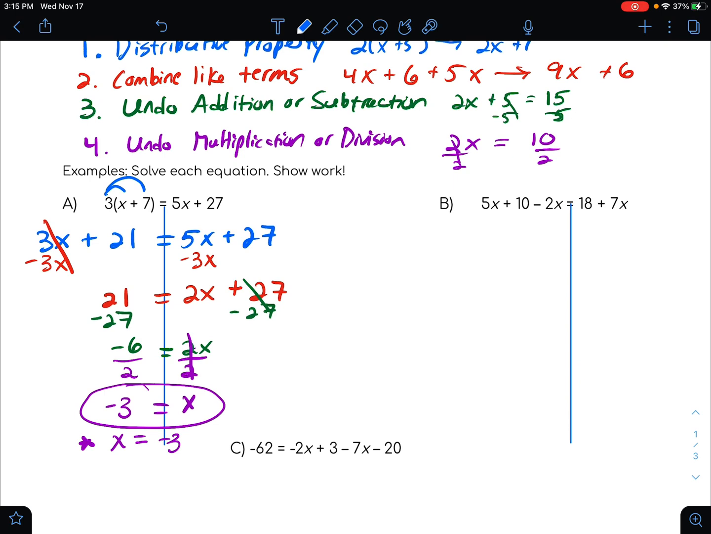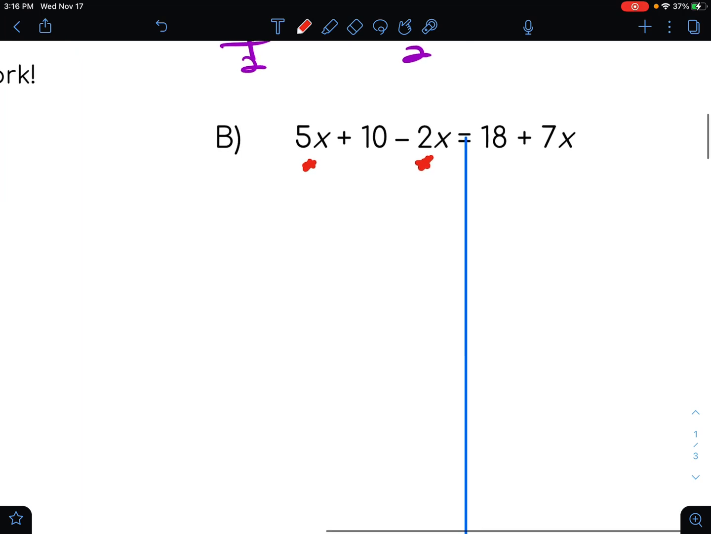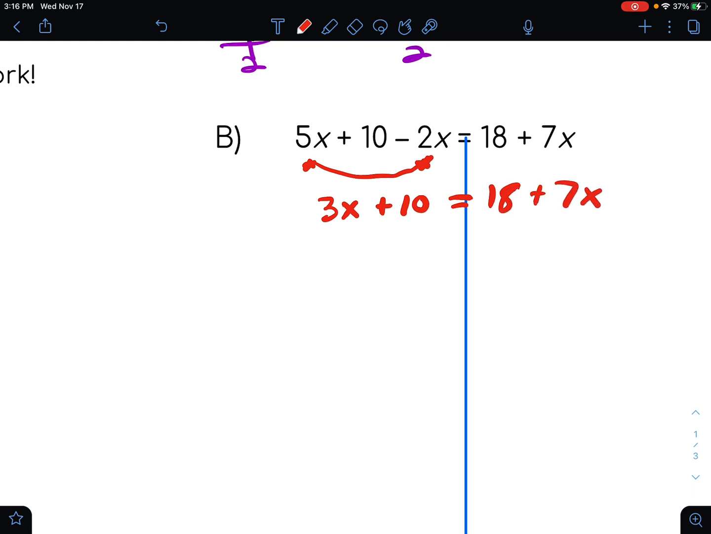I don't see any distributive property. I don't see any parentheses where there's a number in front. So we'll actually go to step 2, which is combining like terms. We've got some x's on the same side of the equation here first. So we've got 5x minus 2x, or 5x plus negative 2x. If I put these together, that would be 3x plus 10 is equal to 18 plus 7x.